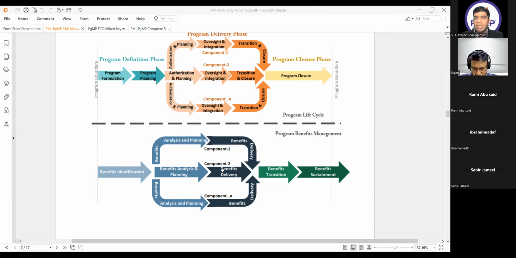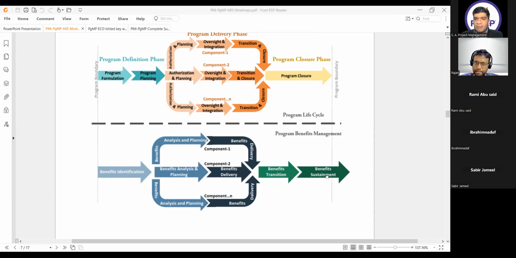As I am talking about the benefit delivery of each component, I cannot close the program delivery phase unless all benefits have been delivered for the components. That means that under the program closure phase, I have benefits transition and benefit sustainment. So benefits transition and sustainment are at the program level. In the benefits domain, whenever a question comes for the component level, he can only ask you about benefit analysis and planning and benefits delivery. When he talks about the program level, it can be benefits identification, benefit transition, or benefit sustainment. Is it clear to everyone?